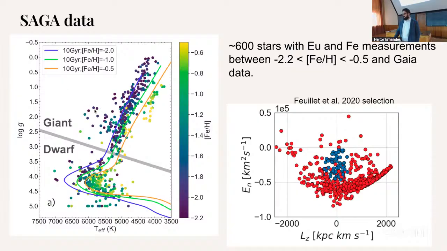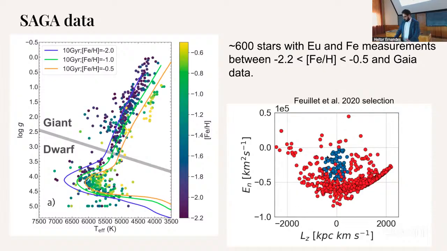So a single star may have 20, 30 references, and some references are just for Teff, some for Teff and log g, and some references are for the abundances. So with these and the Gaia data, we combine those, and we get about 600 stars with europium and iron measurements, because that's the most principal one. So that was our first selection criterion. And we select stars in the range we're expecting for the GSE, so minus 2.2 to minus 0.5.